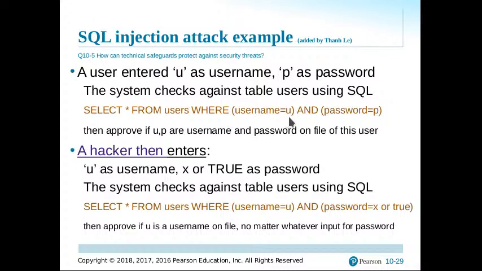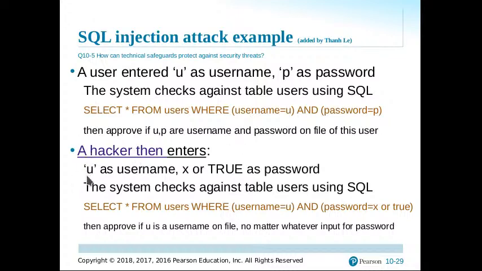So this looks good, right? No problem, because they only approve a login if in the system there is a user with the username U and a password P, and then let the user in. That's cool. But look at this. We say that this SQL statement has a problem. Checking like this will be a problem. So what's the problem? Here you can see how the hacker hacked into this.